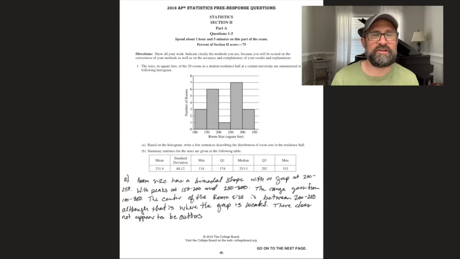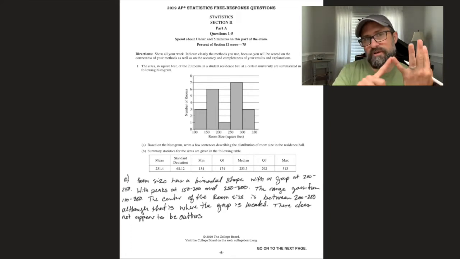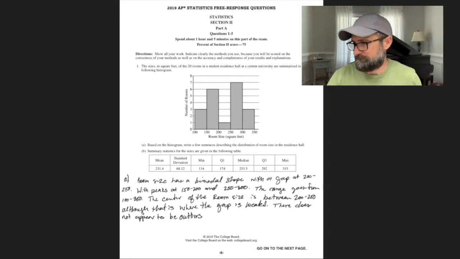The fourth thing was you had to put things in context. For me, I said the room size is a bimodal shape. I also talked about at the bottom where it says the center of the room size is between. So I'm using the word room size, the variable name, at some point in the description. That's really all you had to do. So you had to do the shape, center, spread, and make sure it was in context. Okay.